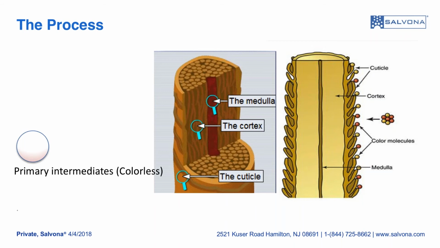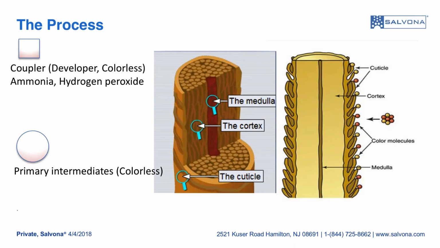Typically, we start with a primary intermediate. This is a phenolic amine. It is reactant and it's totally colorless. In addition to this, we're using a coupler, or some people call it a developer. This is again a colorless ingredient. It is typically composed of ammonia and hydrogen peroxide.